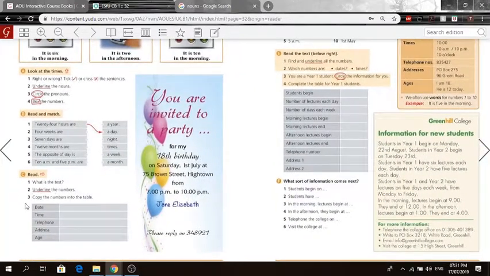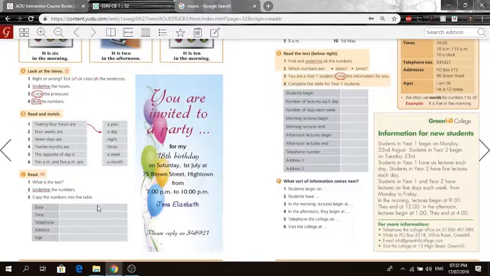So, exercise C. What is the text? The text is an invitation. Okay. It says here to underline the numbers. So, just underline 18th, 7 p.m., 75. Okay. So, hold on. You can leave this for now. Let's just get to number 3 here. Copy the numbers into the table.